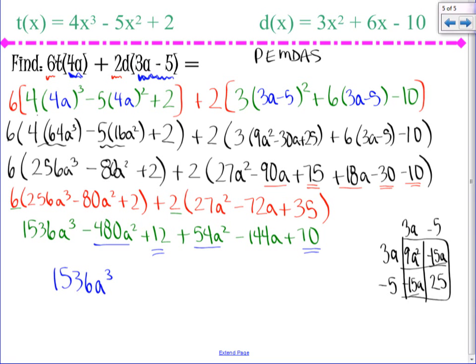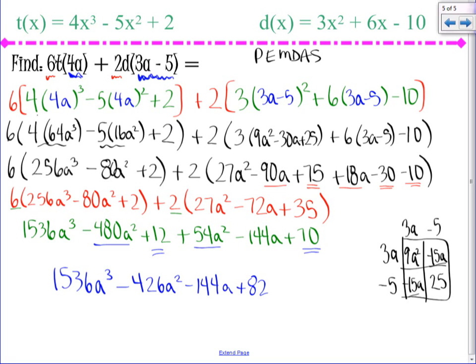How many a squareds do we have now? Negative 4, 26. We have minus 144a. And we have 82.